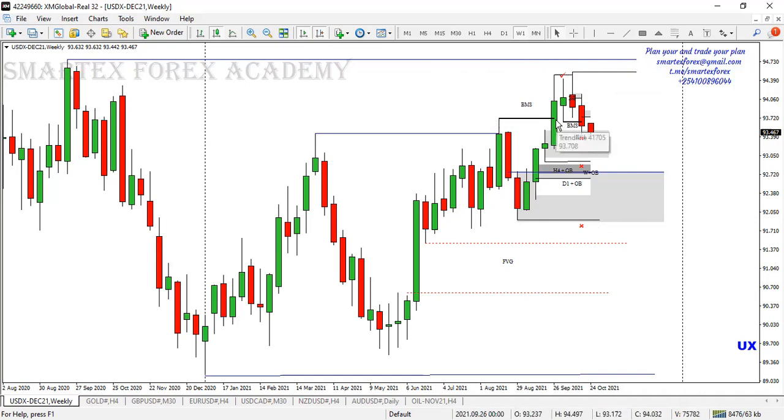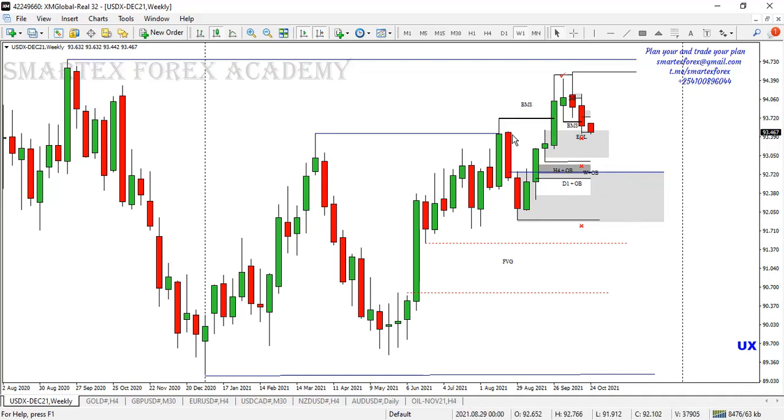After this break of structure, the source of the move was this OB, and this OB is our bullish order block for the weekly time frame. You can see it's marked here. So we expect a correction back to this breaker, this bullish OB.